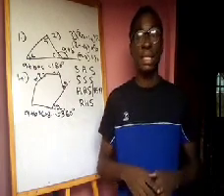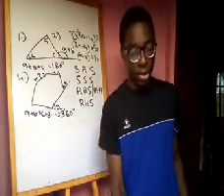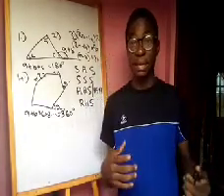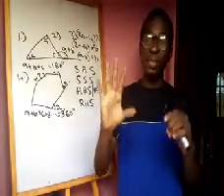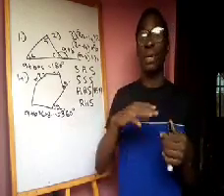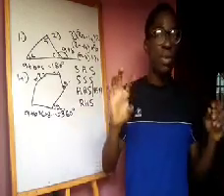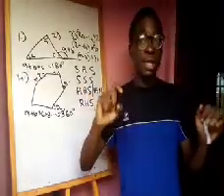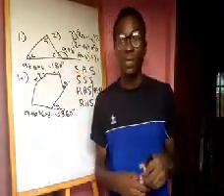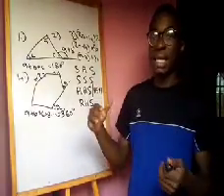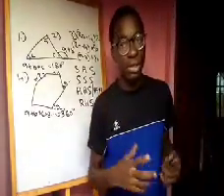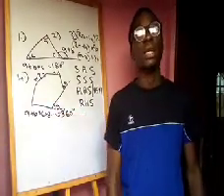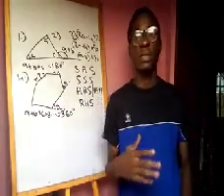Then the last theorem is that whenever three or more parallel lines cut off equal intercepts on a transversal, then those parallel lines will cut off equal intercepts on any other transversal. And basically, parallel lines are lines that never meet, in case you have forgotten. They always go in the same direction. So those are the 8 theorems we'll be covering in this video.